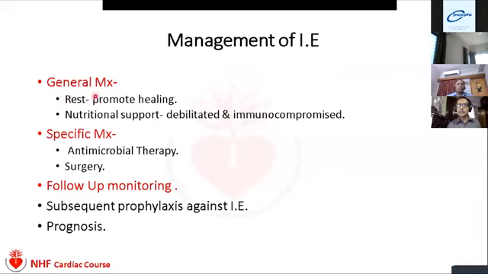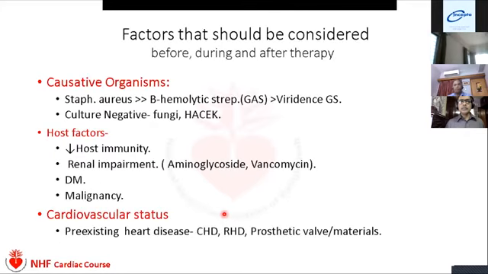General management includes rest for promoting the healing of the infective endocarditis vegetation. Nutritional support is very important in some cases, especially when the patient has chronic rheumatic heart disease or congenital heart disease, is debilitated, and sometimes immunocompromised because of malignancy, chronic renal disease, or diabetes. Specific management includes antimicrobial therapy and surgery. Follow-up of the management and subsequent prophylaxis against infective endocarditis I will discuss later.